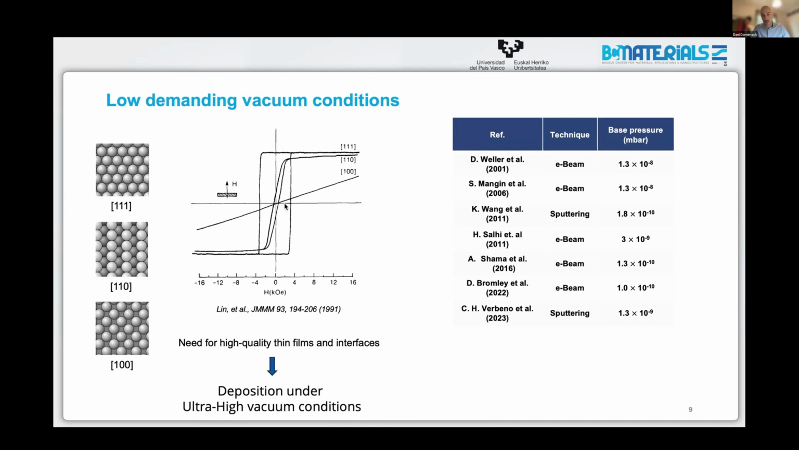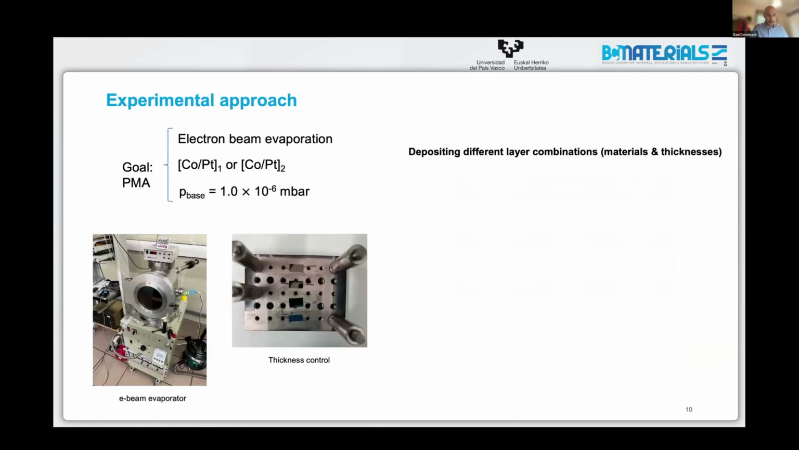So in our group, we decided to push these boundaries forward and try to obtain cobalt platinum systems fabricated under base pressures of 10 to the minus 6 millibar. That is deep inside the high vacuum range and not the ultra-high vacuum range. And if PMA is obtained with these conditions, it will open the door to more accessible studies on cobalt platinum systems and other systems for obtaining high quality perpendicular magnetic anisotropy. So our goal is to obtain perpendicular magnetic anisotropy with the combination of these three conditions.